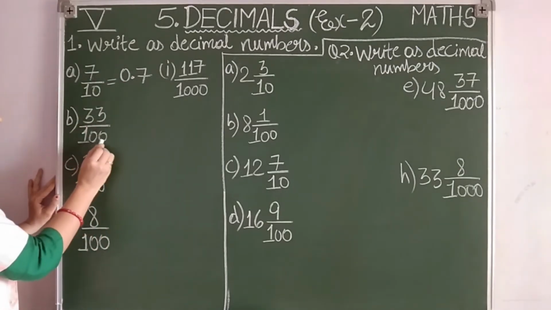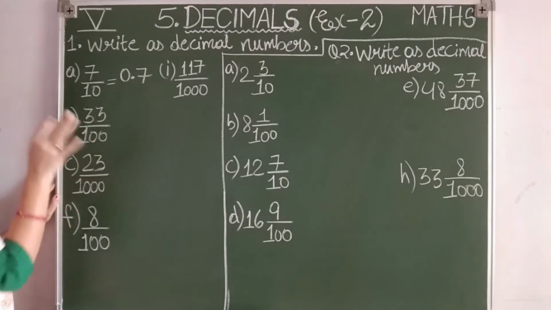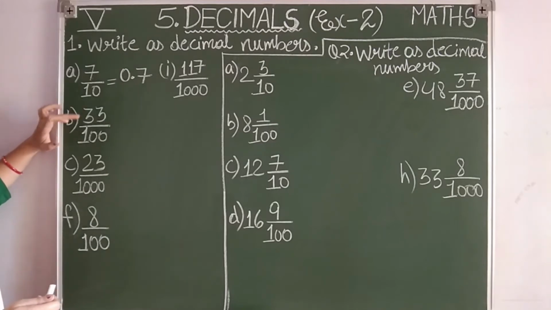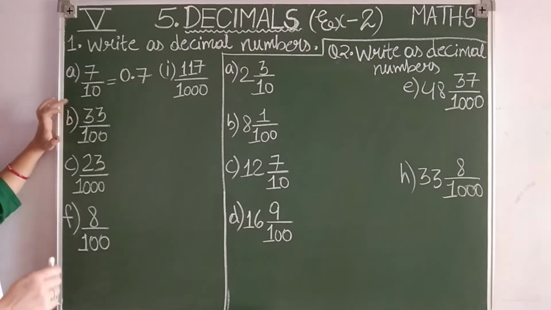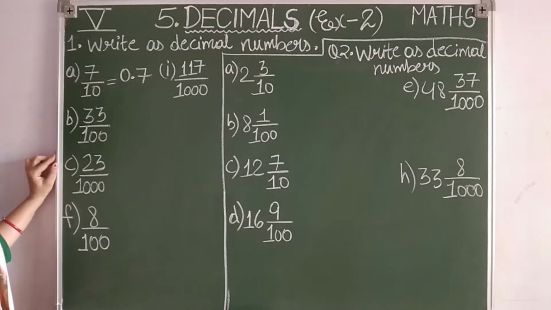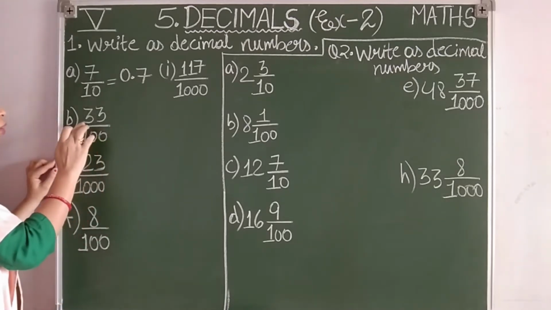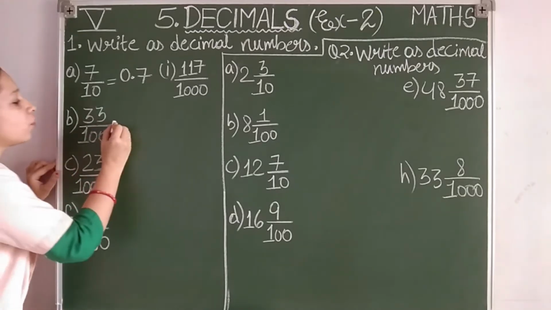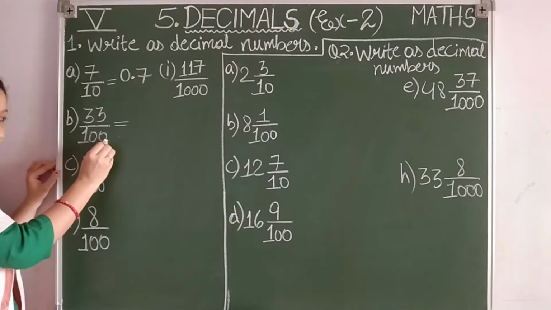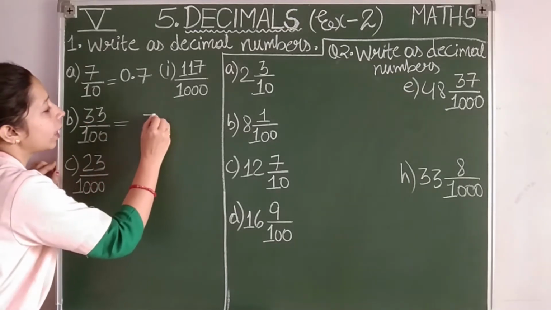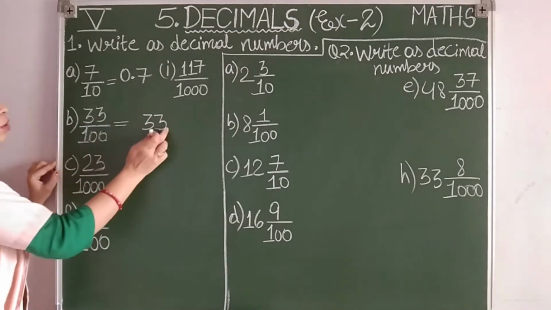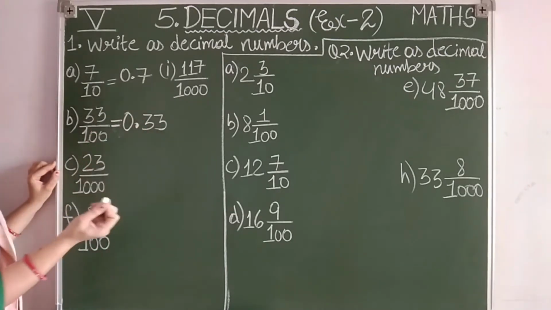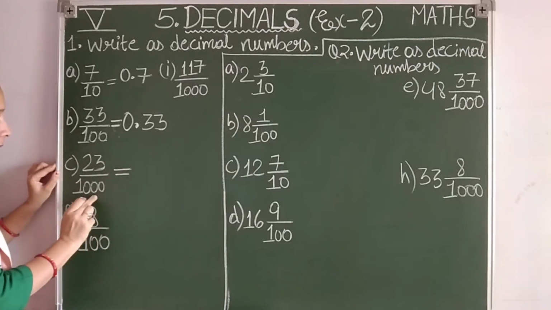Okay. Then 33 upon 100. How many zeros are there? 2 zeros. Means, see, two ways you can write the answer. Either you can write the answer like this, 33 upon 100. You know that 33 has the place value as 33 hundredths. So after point you are going to write 33, isn't it? Or if you want you can see the number of zeros. 2 zeros are there. So it is for sure that point will come before 2 digits. So 1, 2. Here I will put the point and here I will write 0. Okay, so 0.33.